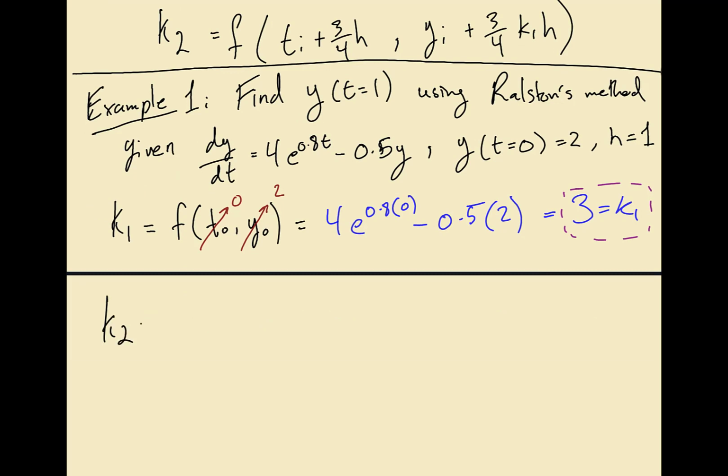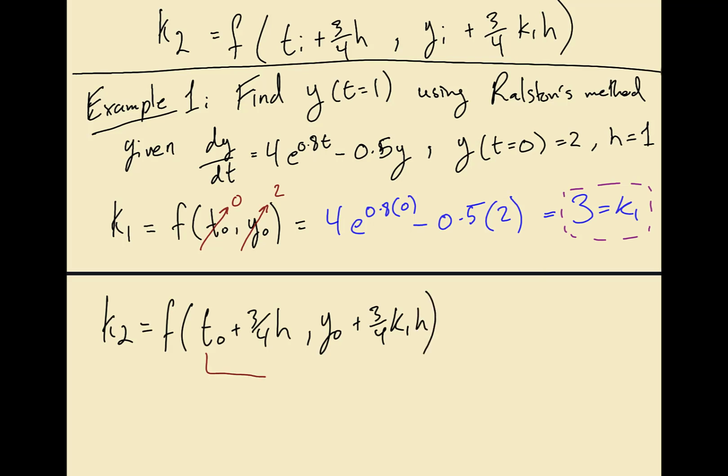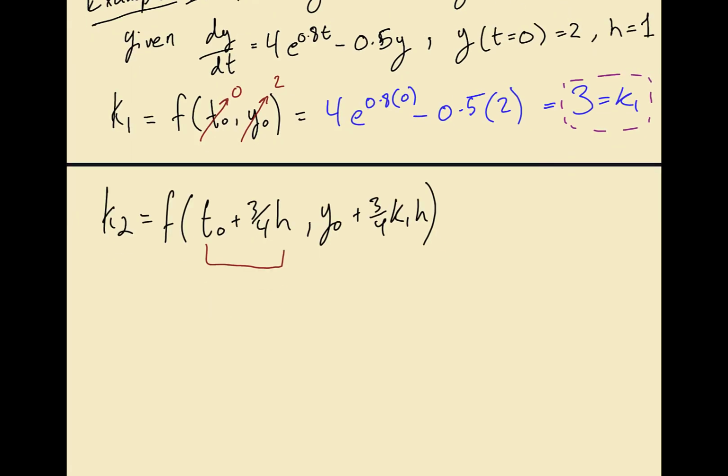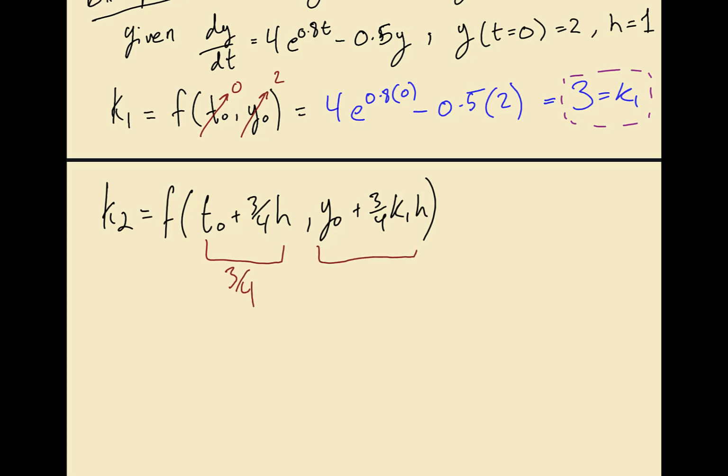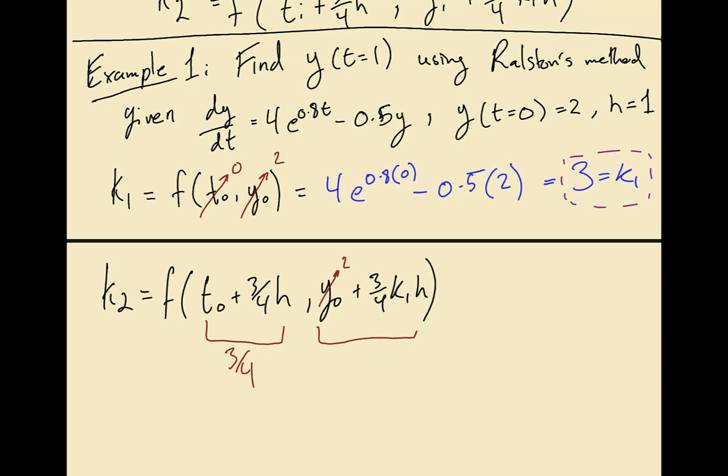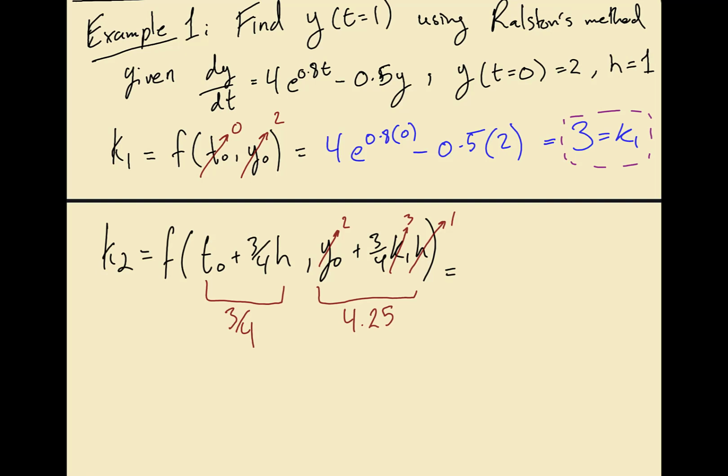K2, using Ralston's method, is a function of the derivative at t naught plus 3 over 4 h and y naught plus 3 over 4 K1 times h. So in here, t naught is 0, that's the initial point, plus 3 over 4 times the step size h, which is 1. So this gives us 3 over 4. On this side, y naught is 2, plus 3 over 4 times K1, which is 3, times 1. So you do the math, what do we get? 4.25. So this is equal to, we're going to plug into the equation 4e^(0.8 times the time, which is 3 over 4) minus 0.5 times 4.25.